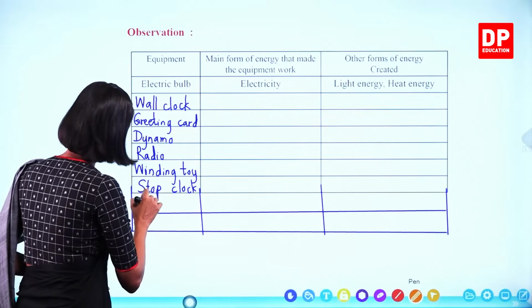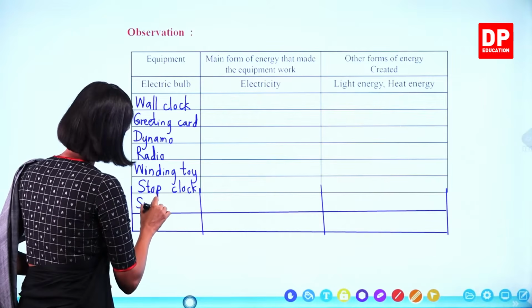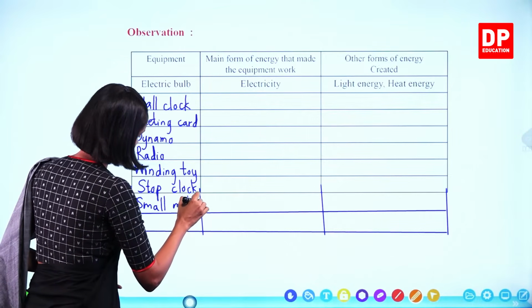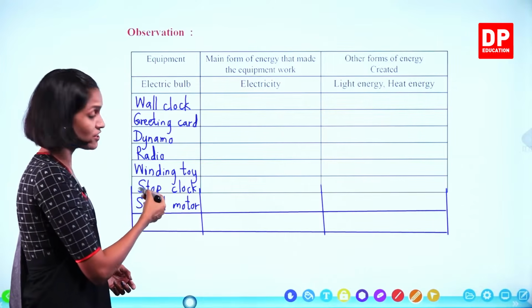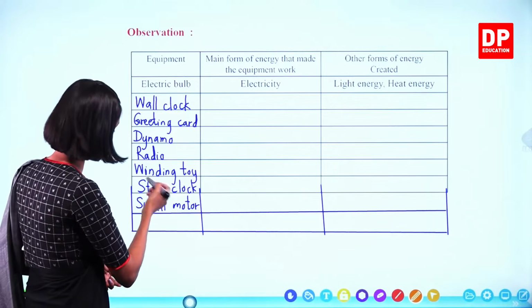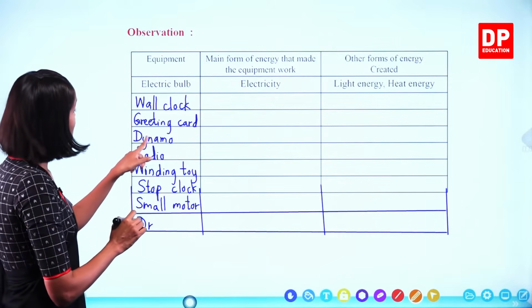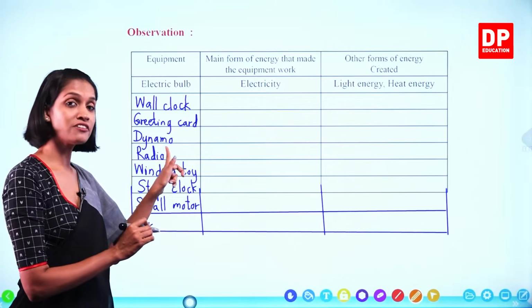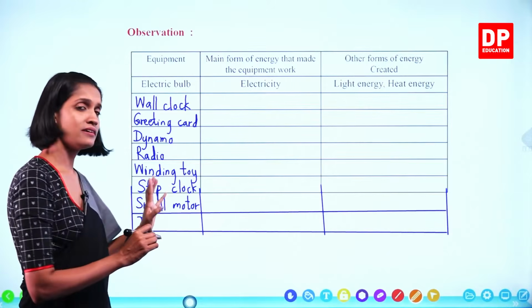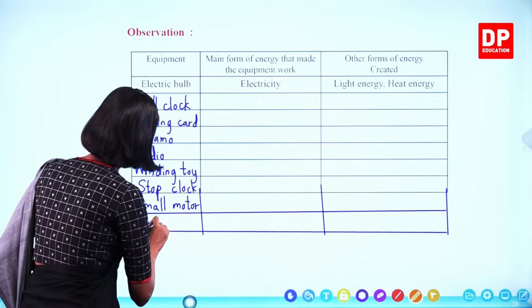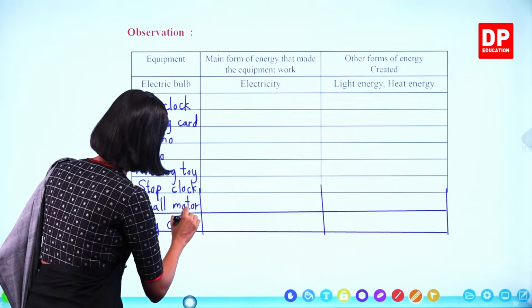Here we will write small motor, and we will write finally dry cell as well, because to make most of these equipment work we have to use the dry cell. How does the dry cell work? We are going to discuss. Therefore, finally I am going to write the dry cell as well.